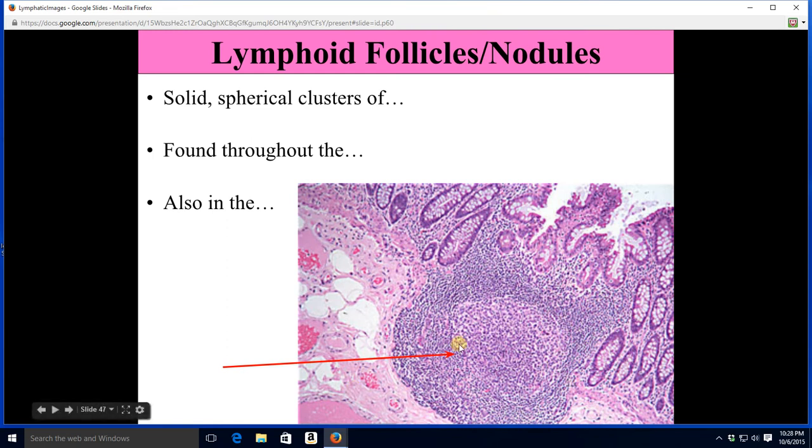Here is a beautiful lymphoid follicle, or nodule, a solid spherical cluster of lymphoid cells, primarily lymphocytes, and we gather that by noting the purplishness. Follicles are found throughout your digestive and respiratory tract. Also, they're in your lymph nodes. They're in your tonsils too.